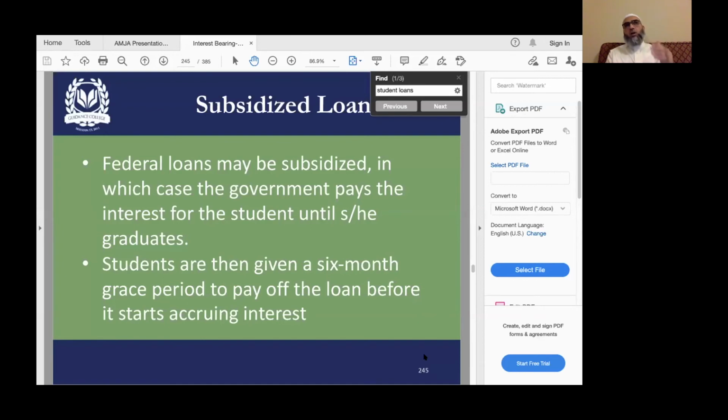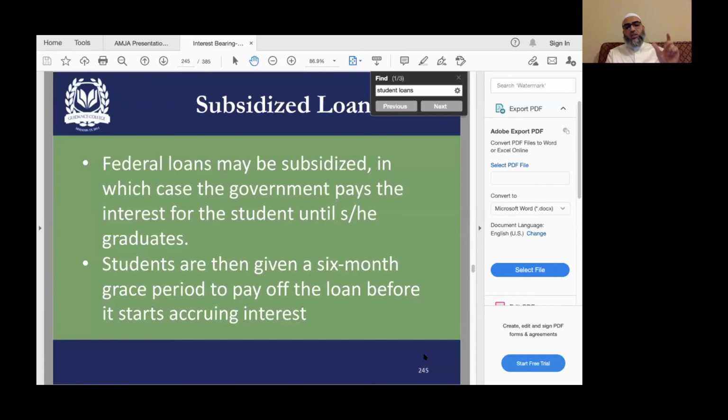You keep borrowing during your undergraduate studies. It is offered based on financial need and eligibility. You have to prove eligibility to be able to get a subsidized loan. Upon graduation, you get what is called a grace period, 6 months, sometimes up to 9 months, in which you are expected to pay off the loan in full.